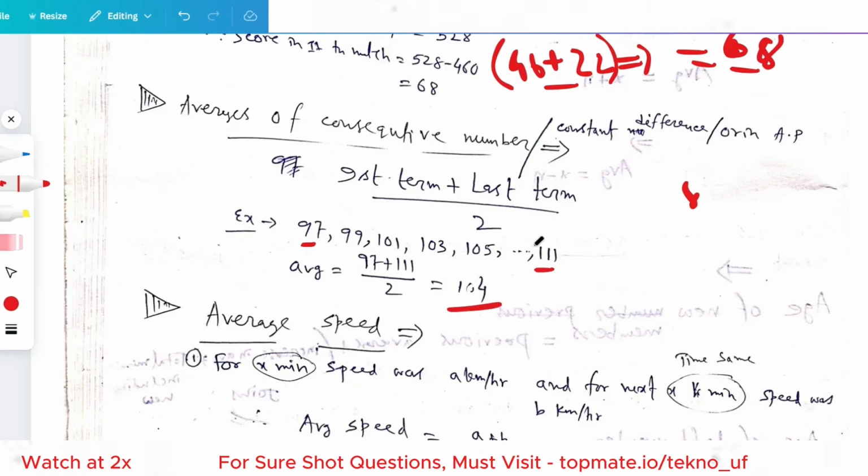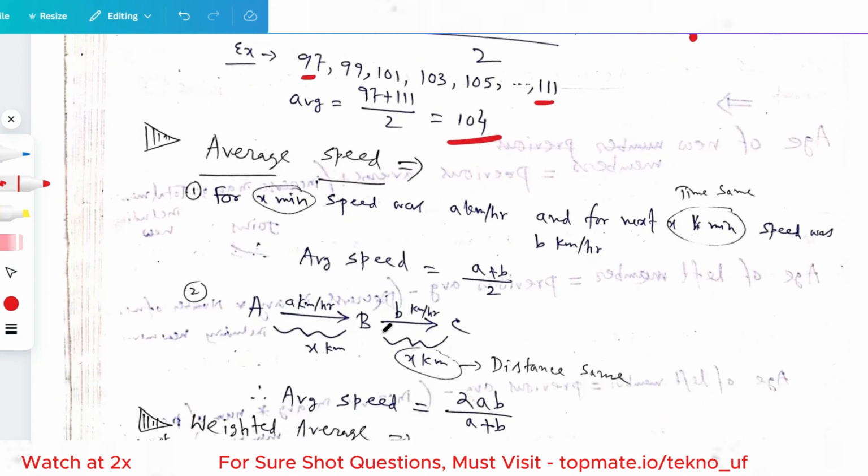Okay, so let's see average speed. If you know average very well, then you can calculate speed problems, percentage problems, interest, and various types of problems using average formulas. Okay, so just wait.